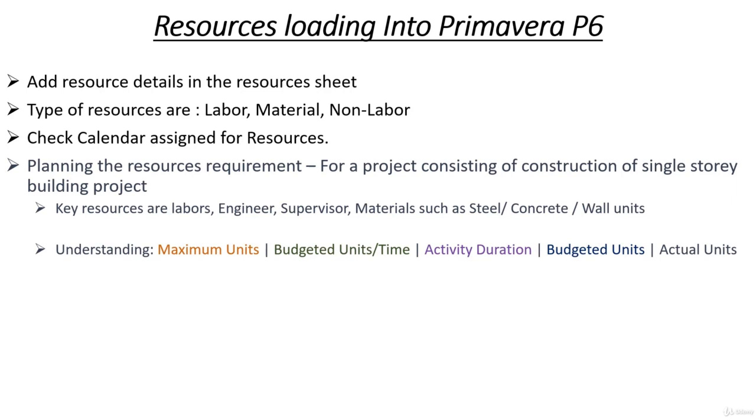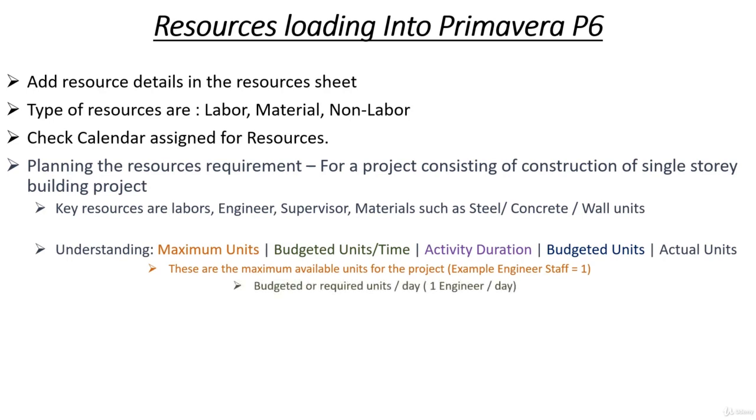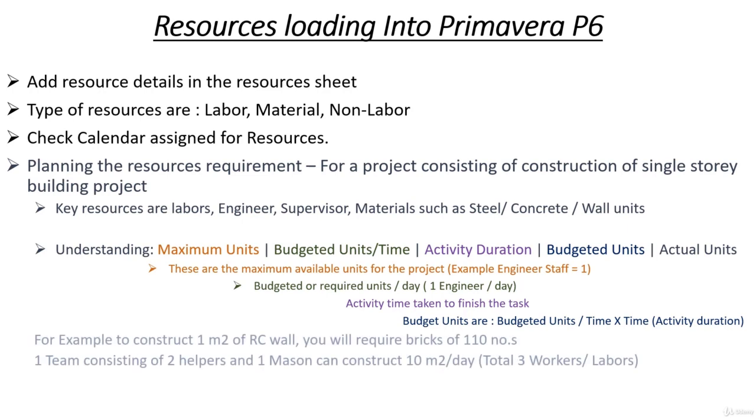Understanding the components of resource loading: the maximum units allowed for a project. Like engineering staff, only one engineer is employed throughout the project. The budgeted units are the units required on a per day, per hour, or per month basis. Activity duration is the time taken to finish the task. When budgeted units multiplied by activity duration is calculated, the required total budgeted units is derived. Actual units are the actual consumed units for the program. These are the general components of resource loading.